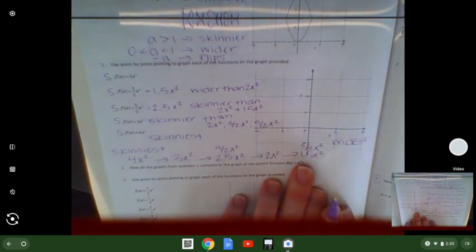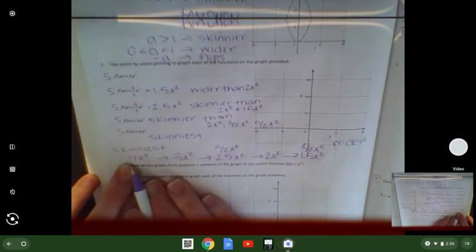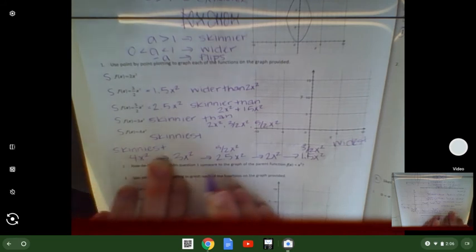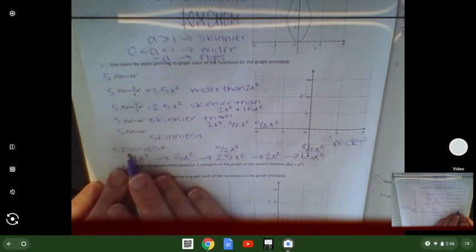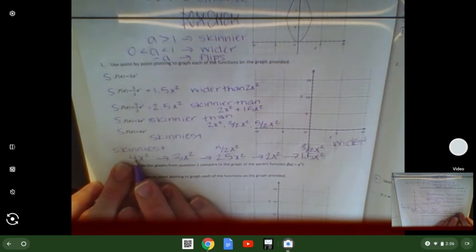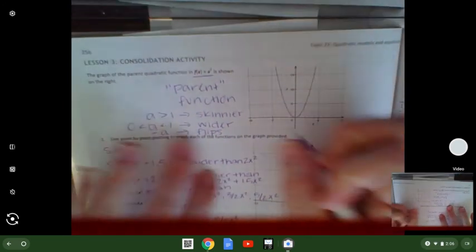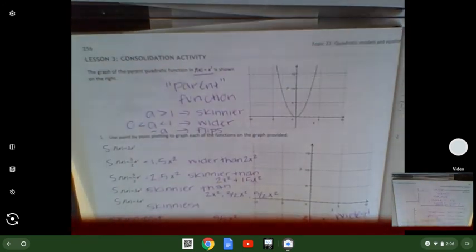So what do you notice? The larger the number, the skinnier you are. The smaller the number, the less skinny you are. If you want to make a note here, up here, go for it. The larger the number, the skinnier you are.